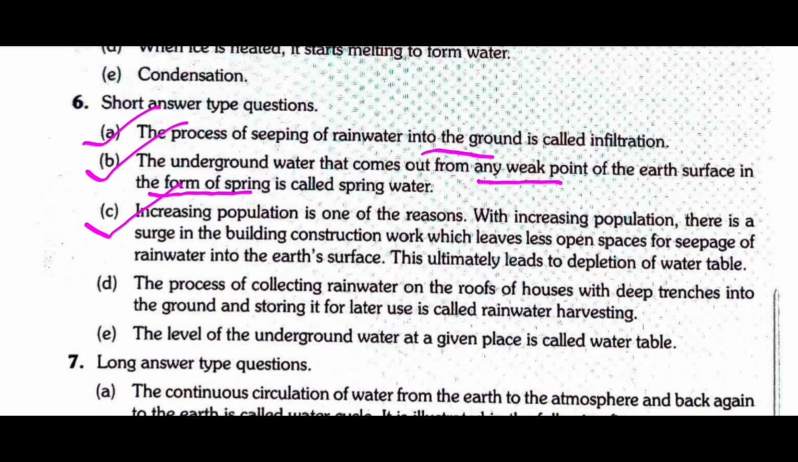Question C: Write any one reason for the depletion of the water table. Increasing population is one of the reasons. With increasing population, there is a surge in building construction work, which leaves less open space for seepage of rainwater into the earth's surface. This ultimately leads to depletion of the water table.